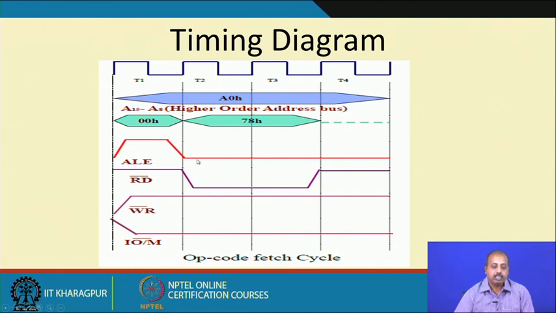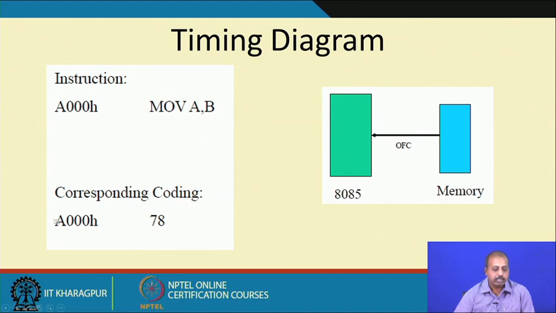So, if I just go back slightly, you see in this address it is a 16 bit address. Out of that, A0 is the higher order address byte and 00 is the lower order address byte. So, to put A000 on the address bus, A0 will be put onto the higher order address bus and this 00 will be put onto the lower order address bus.